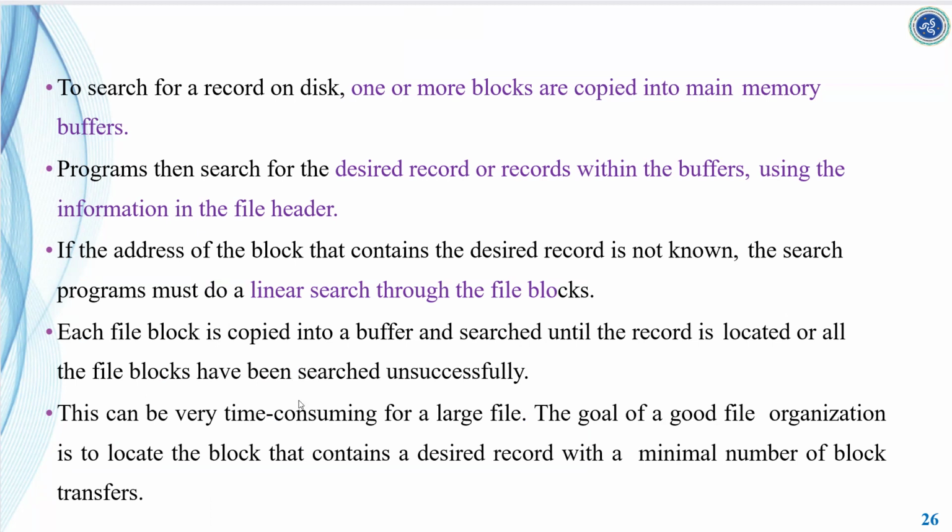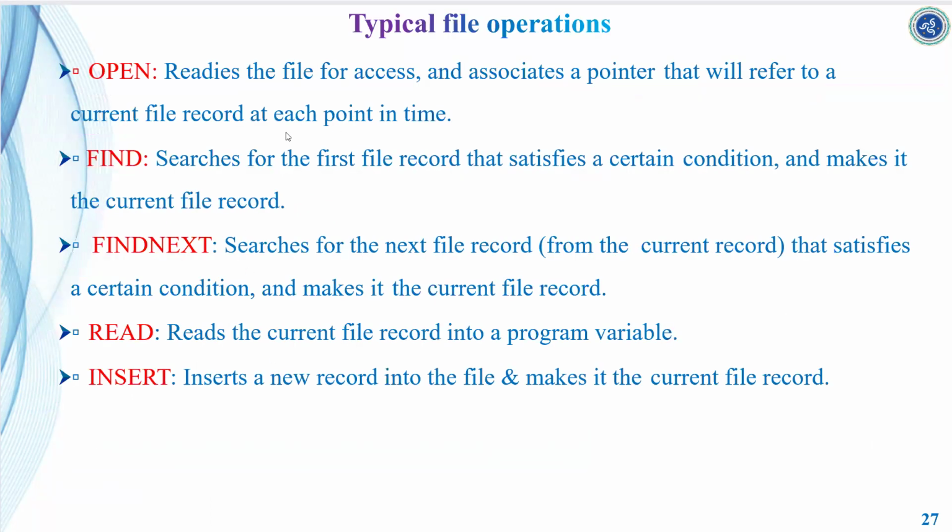But this is time consuming for a very large file, and our goal is a good file organization so that we can locate the desired record with a minimum number of block accesses or block transfers. So these are the common types of file operations. The first one is open, which makes the file ready to access. It associates a file pointer, which refers to the current file record at each point in time.